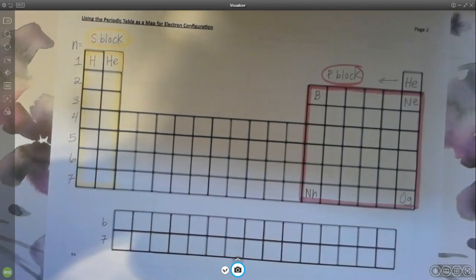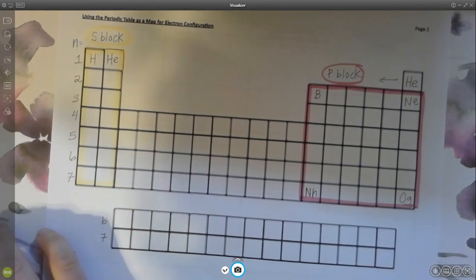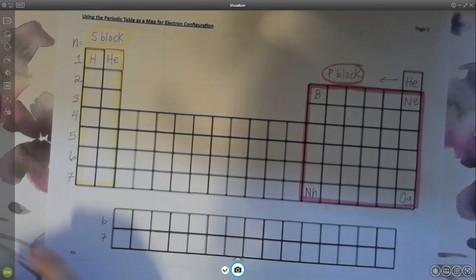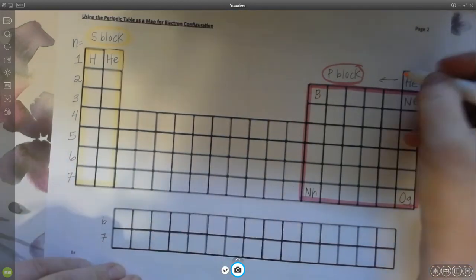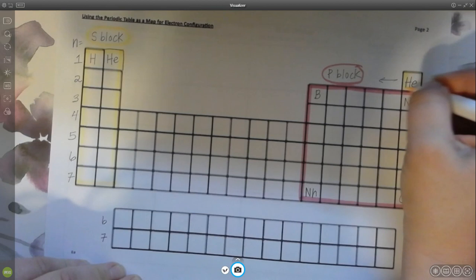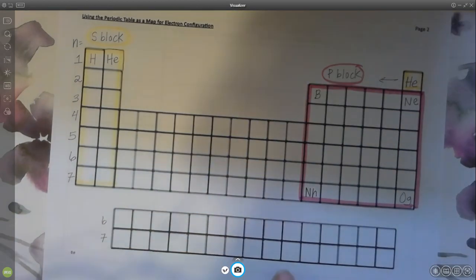I'm going to highlight that. And I'm going to go back with my pen that I had earlier, if I can ever find where I put it. Oh, here it is. And I'm going to highlight this helium just to make sure I don't make a mistake. I know that that's in the S block.